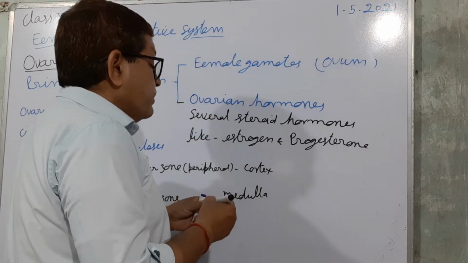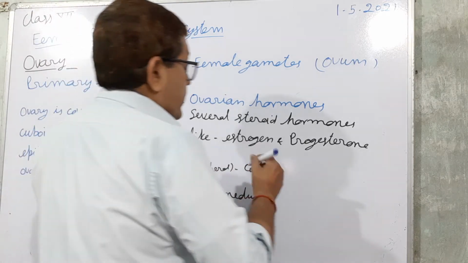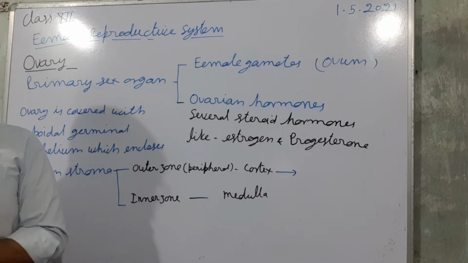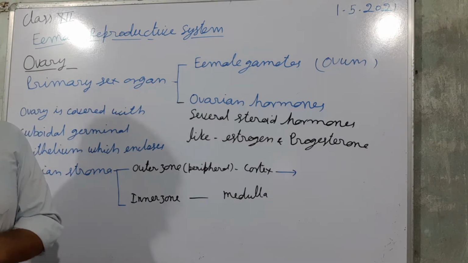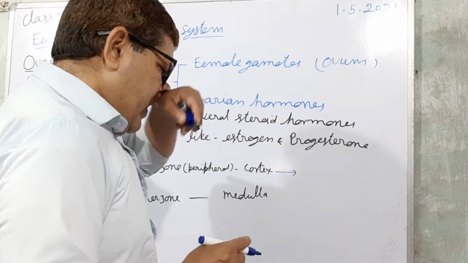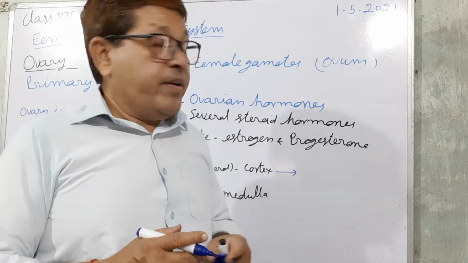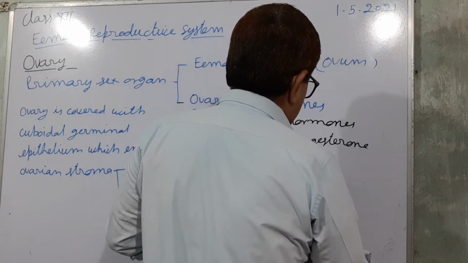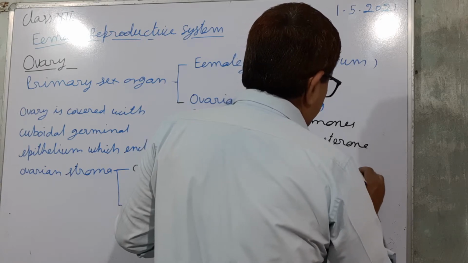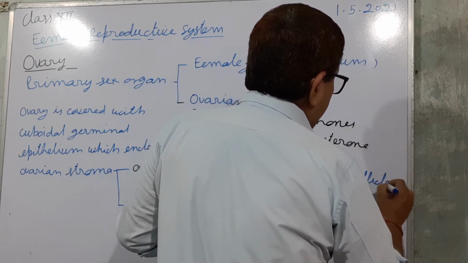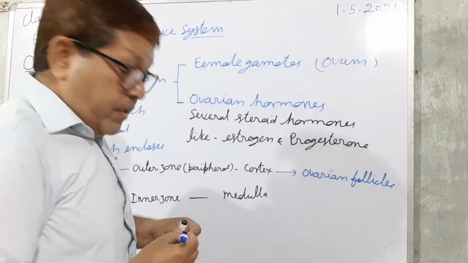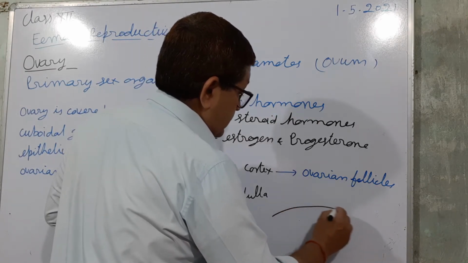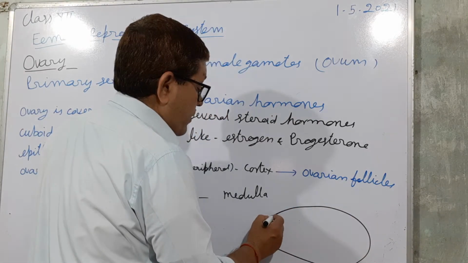And in the cortex region, or outer region, many follicles are found. They are in different stages of development. So the cortex region contains ovarian follicles. We will study their structure later.